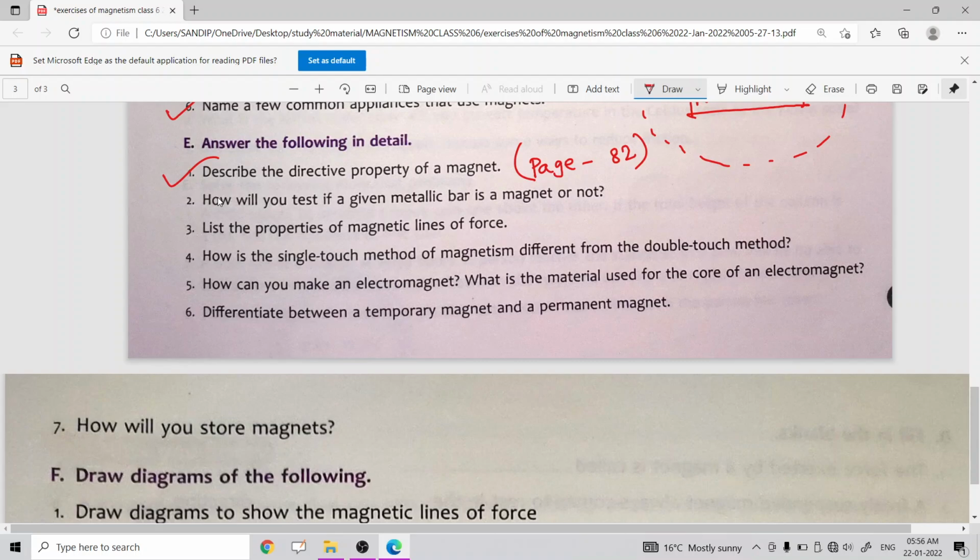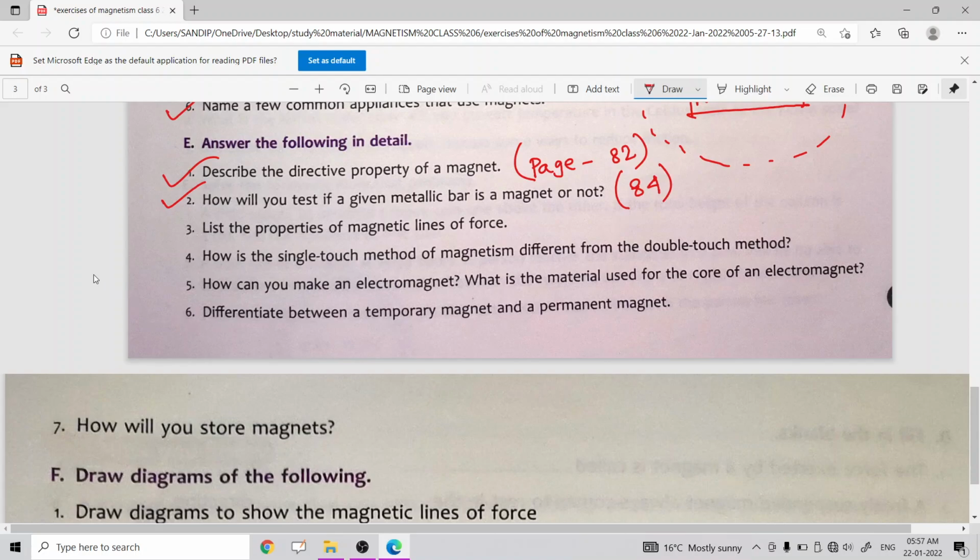Now the next one is, how will you test if a given metallic bar is a magnet or not? So it is basically the test for a magnet. You have to take the answer from the repulsion test, which you can get from page number 84. Already discussed, repulsion is the surest method by which we can find whether a metallic bar is a magnet or not.